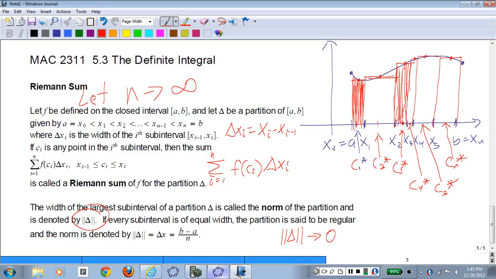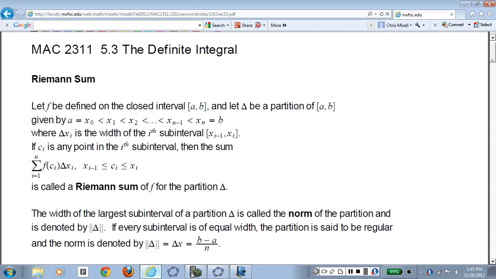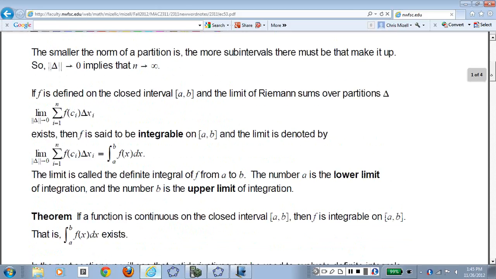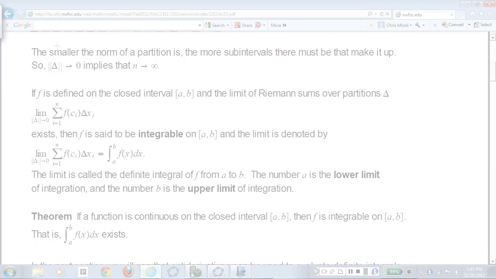So n is going to have to approach infinity. If the length of the largest subinterval goes to 0, we're necessarily going to have an arbitrarily large number of rectangles, but we want to make sure that we don't allow for the possibility that one rectangle could just have a really great big width, because we're always going to be off by that much. So the widths of the rectangles have to shrink as the number of rectangles approaches infinity. And basically the summary of it is that.